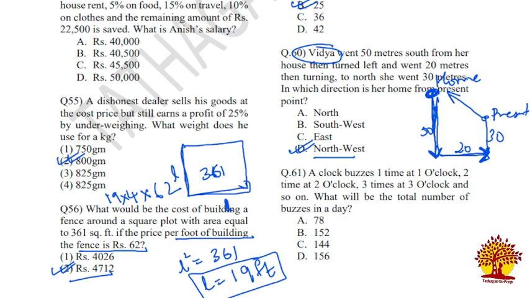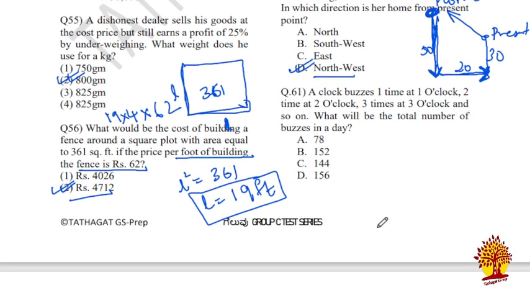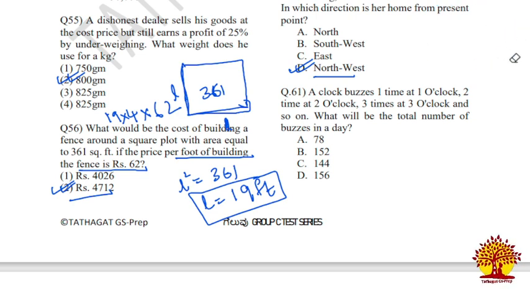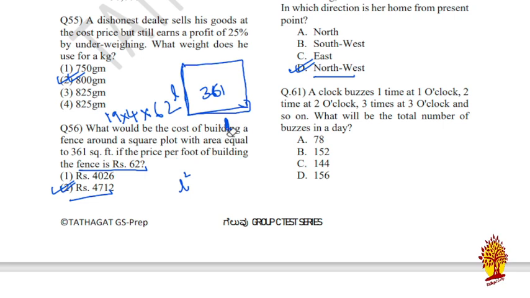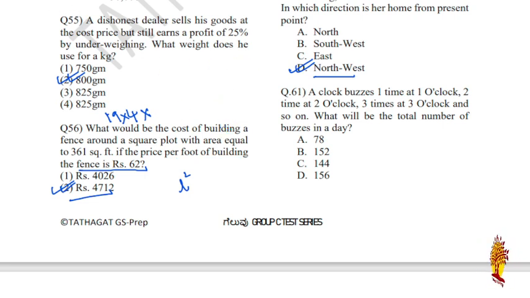Next one, 61st question. A clock buzzes one time at 1 o'clock. Okay, 1 o'clock one time it will buzz. Next, 2 o'clock it buzzes twice. Next, 3 times at 3 o'clock, and so on. What will be the total number of buzzes in a day? Here correct answer is, we will solve this one. At 1 o'clock the buzz will be one time.